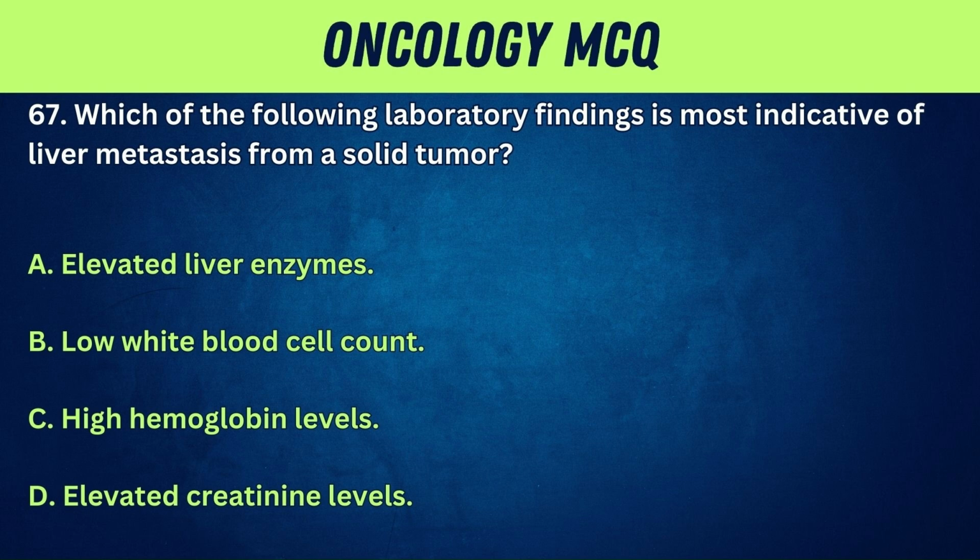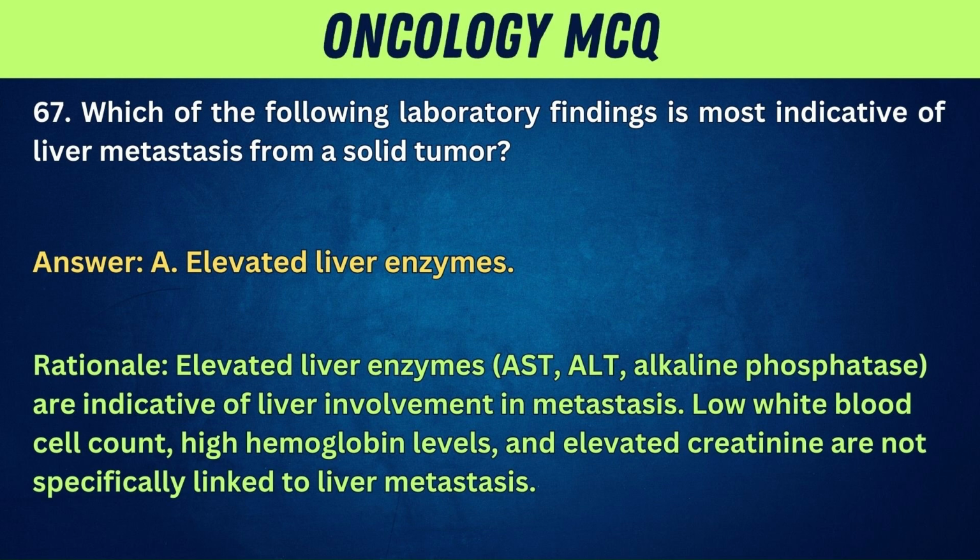C. High hemoglobin levels. D. Elevated creatinine levels. Answer: A. Elevated liver enzymes. Rationale: elevated liver enzymes, AST, ALT, alkaline phosphatase, are indicative of liver involvement in metastasis. Low white blood cell count, high hemoglobin levels, and elevated creatinine are not specifically linked to liver metastasis.